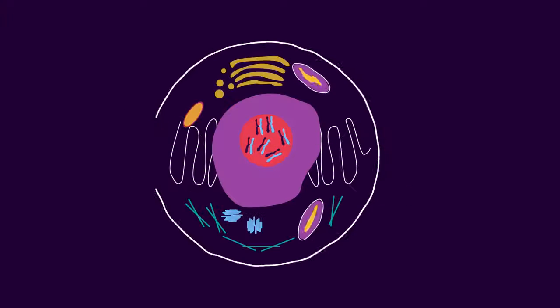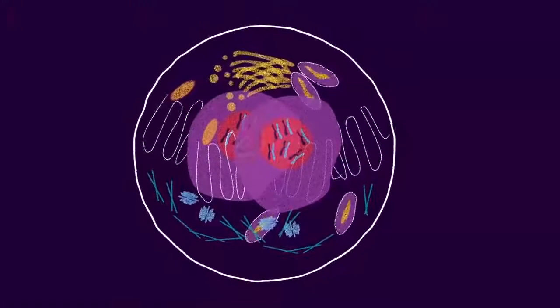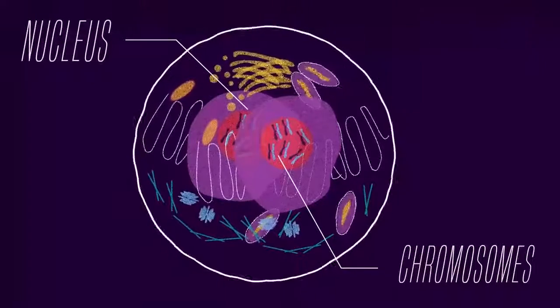But a single cell cannot just split itself in half to form two whole new cells. They would essentially only be half a cell. Before the cell divides, everything inside needs to be copied. This includes all of the parts of the cell, like the mitochondria, as well as the chromosomes inside the nucleus.